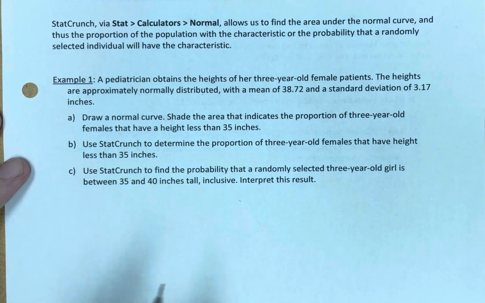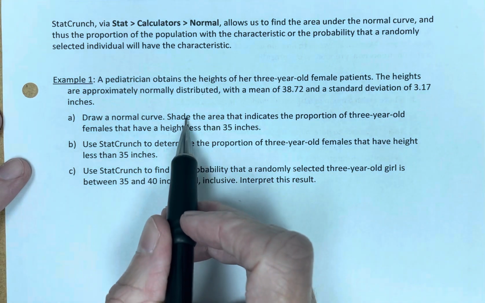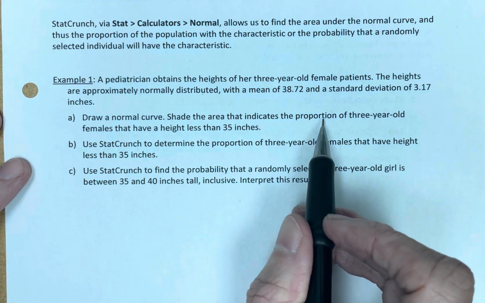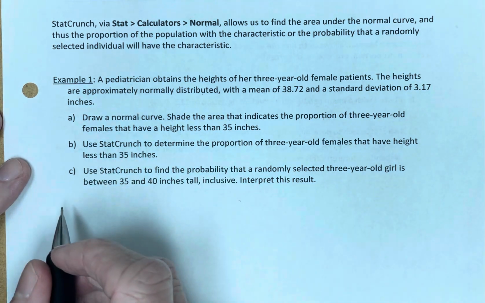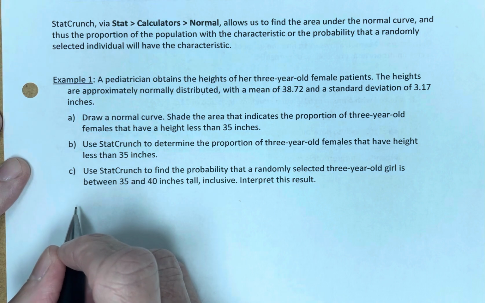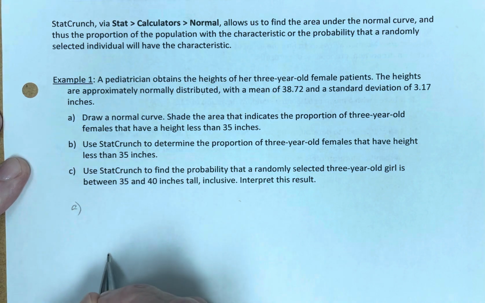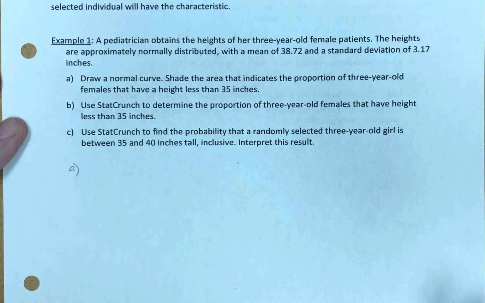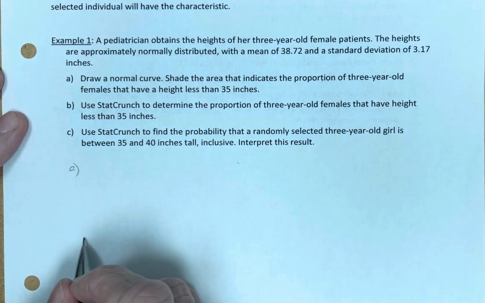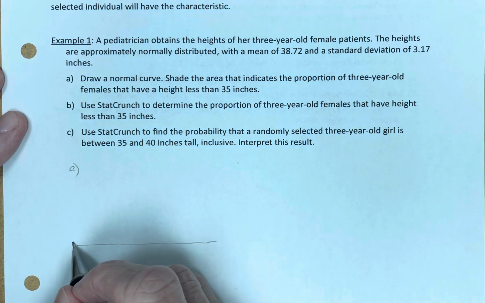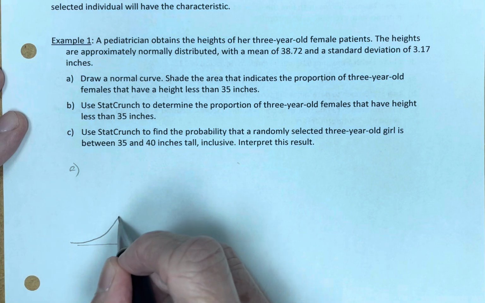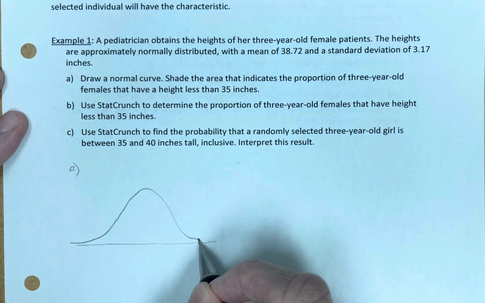Part A, let's draw the normal curve and then shade the area that indicates the proportion of 3-year-old females that have a height less than 35 inches. So we'll keep this simple, letter A. I don't have a whole lot of space down here, so I think I'll do B and C over here. We'll put A down over here, and then I'll put B and C off to the right half of the paper. So here is the normal curve.